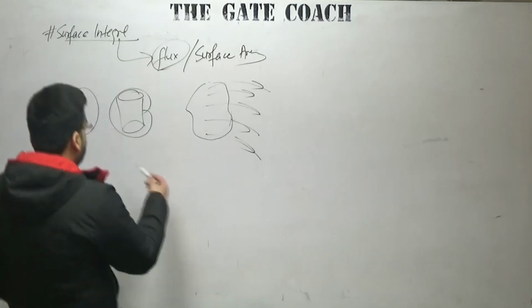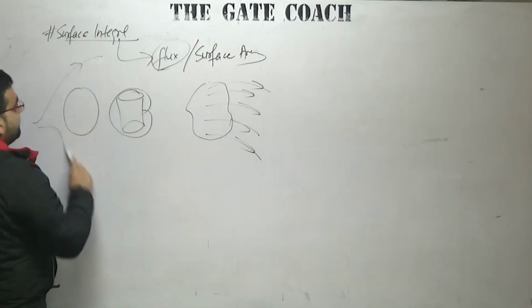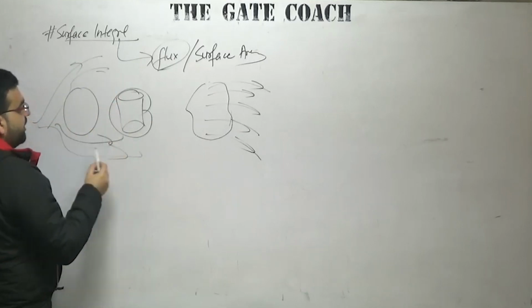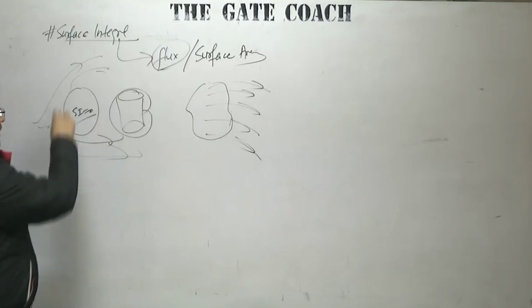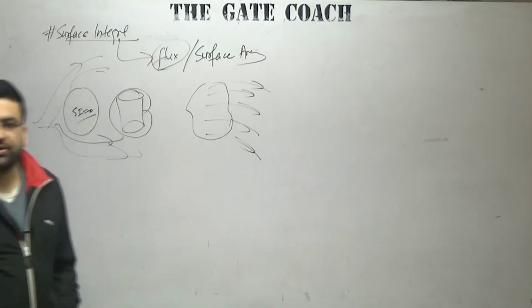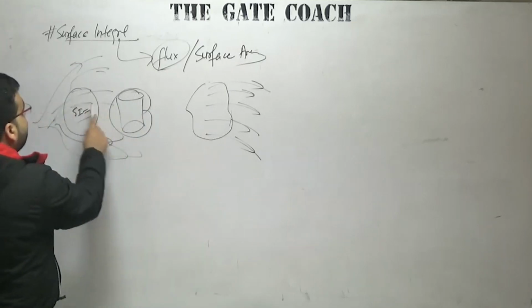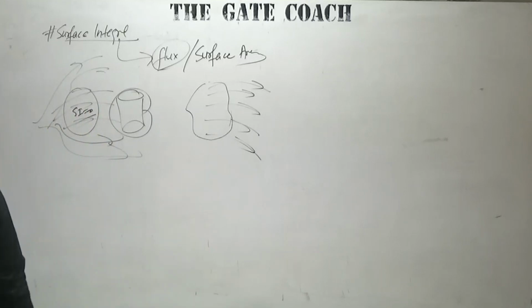For example, a sphere is this, but the field lines are going like this. They are not coming inside it, they are just going outside it. So I will say that the surface integral of this particular vector will be 0. If the field lines are going inside it, it will obviously not be equal to 0. There will be some value of the surface integral.